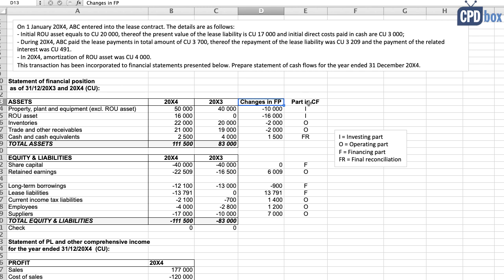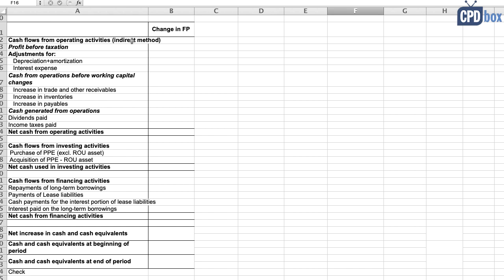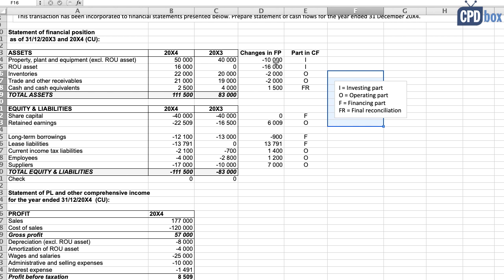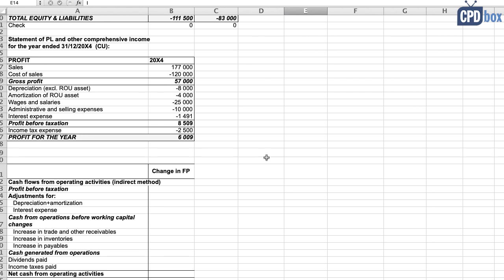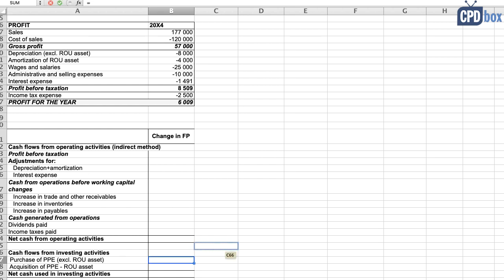Step number 2 is to classify each of these numbers to the appropriate part of the statement of cash flows, so either to the operating, financing, or investing part, or to the final reconciliation. So how to do that? You should firstly take the blank statement of cash flows with no numbers. Now, you go and classify each change into the correct place within that blank statement, one by one, except for cash and cash equivalents, and we will deal with them in the end.